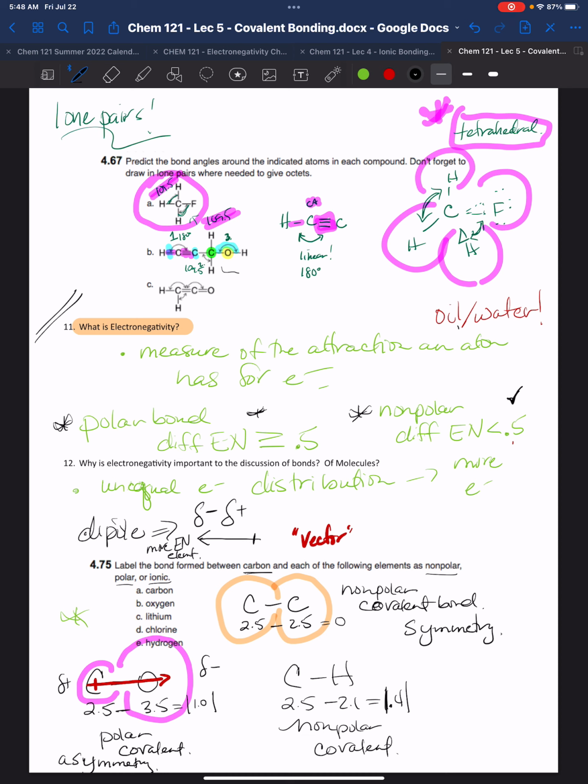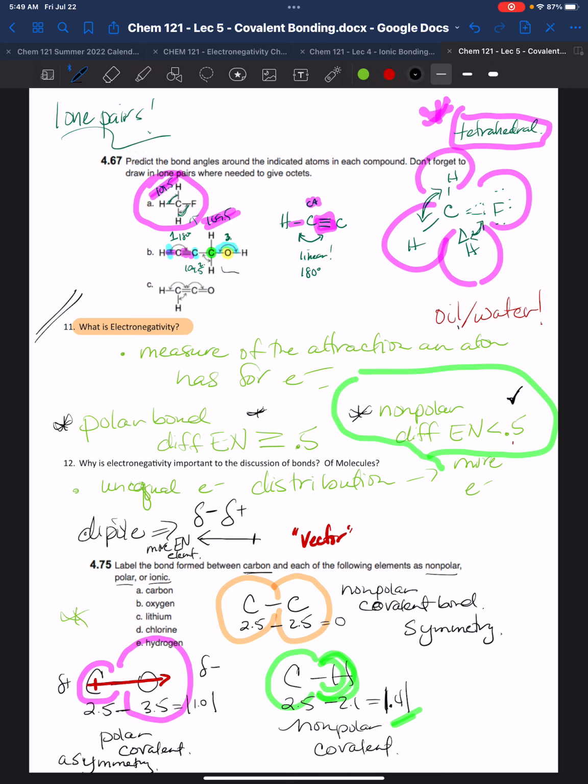Okay, so that's kind of nice to commit to memory. There is a little bit of a distribution. There's a little more pull of the electrons by the carbon. But for the most part, this is going to be fairly symmetrical, right? There's probably a little bit more around the carbon than there is around the hydrogen. But for the most part, we're going to think of them as fairly symmetrical because this is our cutoff, right? We're going to call that nonpolar. So that's good for you to commit to memory.